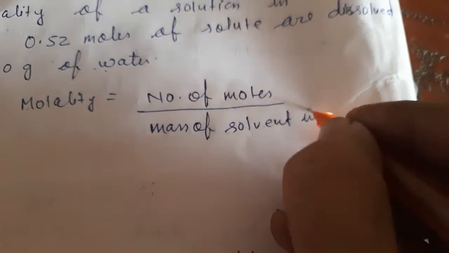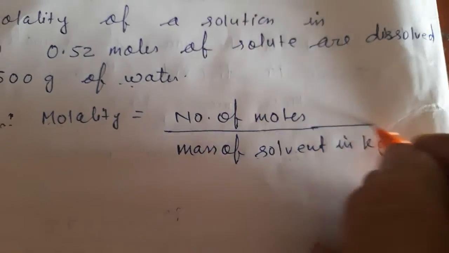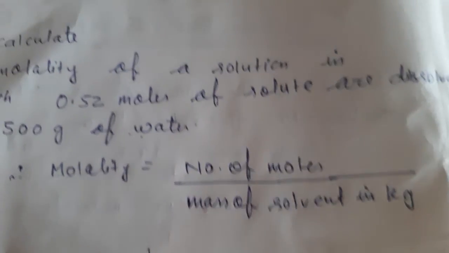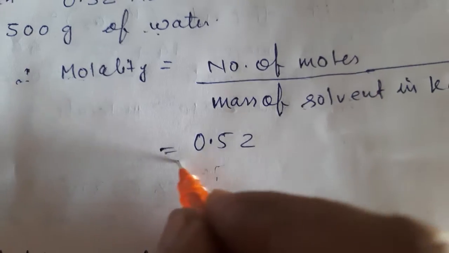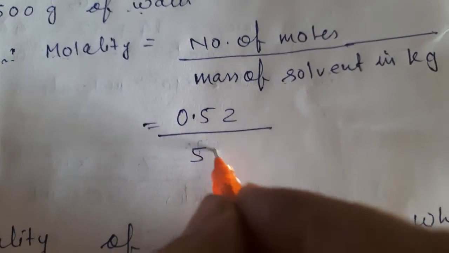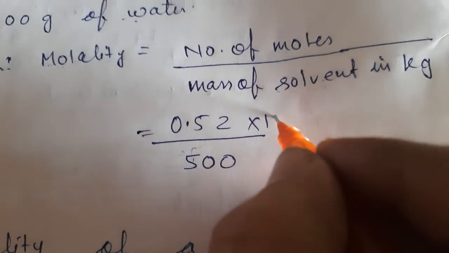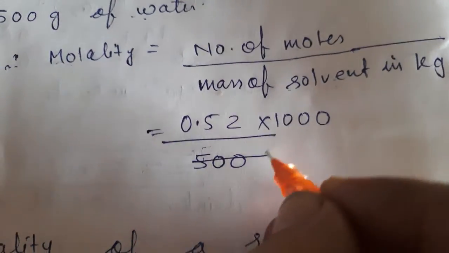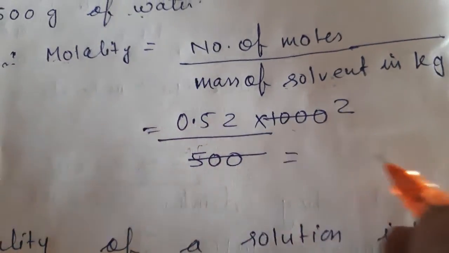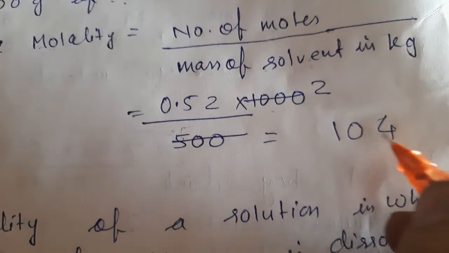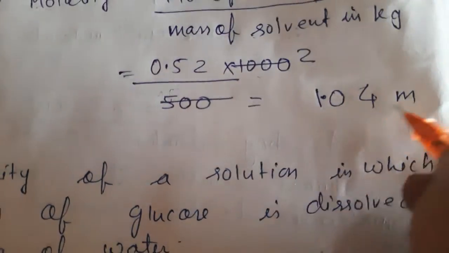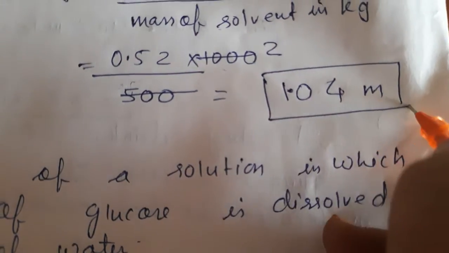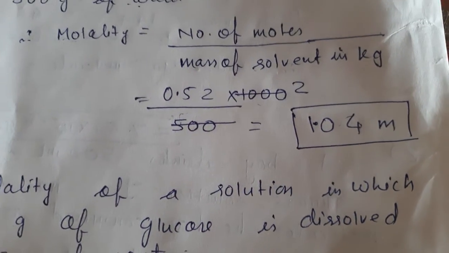Solvent in kg. So what is the number of moles? It is given already, 0.52. So 0.52 divided by solvent in kg, and 500 gram is given. So let us convert it into kg. So 500 grams is 0.5 kg. So 0.52 divided by 0.5 will be 1.04. Molality will be 1.04. Understood? It is so easy.